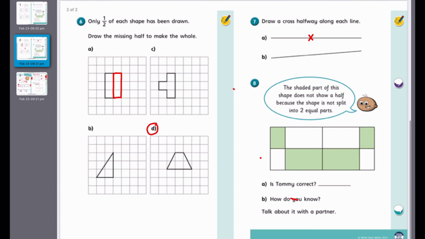And question 8 says the shaded part of this shape does not show a half because this shape is not split into 2 equal parts. Is Tommy correct? Yes or no? How do you know? So do some writing. If you don't have a partner to talk to, don't worry about that. It's not the end of the world. You can still do the question.